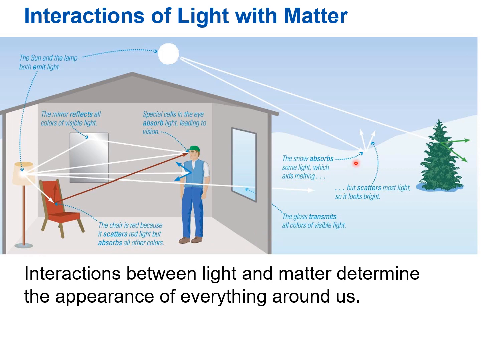The snow absorbs some sunlight, which aids the melting. So again, that's the light being turned into thermal energy, but it scatters most of the light, so it looks bright. And again, the difference between scattering and reflecting: scattering more refers to when it goes at many, many different angles. The glass transmits all colors of visible light. And here we have the tree, which absorbs most of the colors but reflects off green. So interactions between light and matter determine the appearance of everything around us.